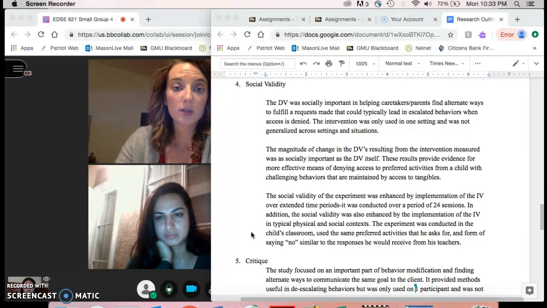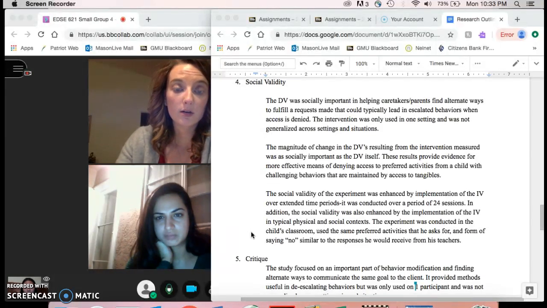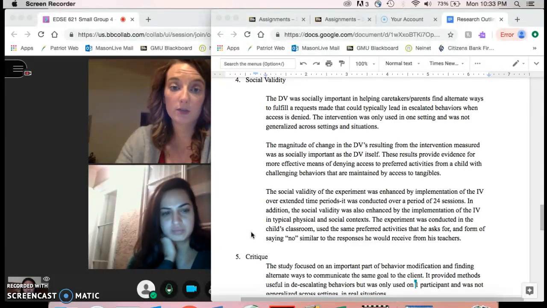And then the magnitude of change in the dependent variables resulting from the intervention was measured and was socially important, as the dependent variable itself.